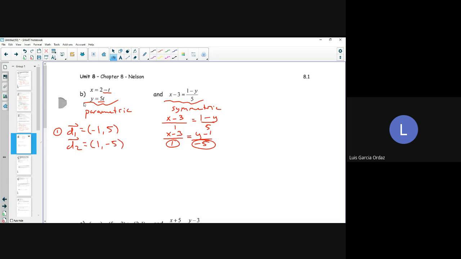Now, in order for the lines to be coincident, I need to show that direction vector 1 is a scalar multiple of direction vector 2 or vice versa. I can say that direction vector 1 is equal to negative direction vector 2, which is true, because if I multiply direction vector 2 by -1, I get direction vector 1 back, which is (-1, 5). So this proves that the lines may be coincident.